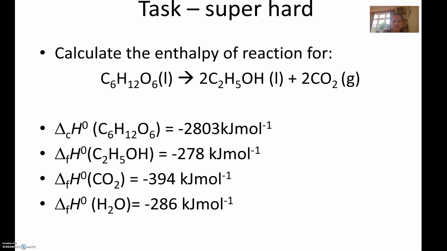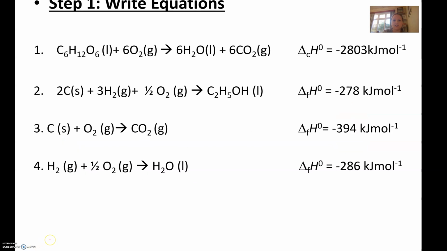Just very quickly, some pointers to note here. You can see you've got both combustion and formation, which means you are doing method 1, the manipulation method. No equations are given to you, so you'll need to write the equations. Okay, so if you write the equations out, this is the combustion. A reminder that combustion means to burn 1 mole of a substance in oxygen to produce carbon dioxide and water, remembering the water is in the liquid state.